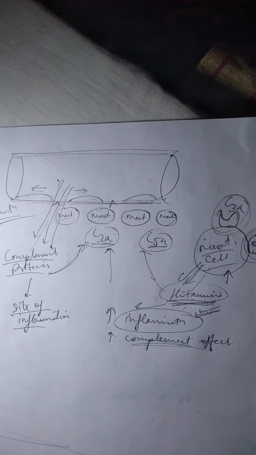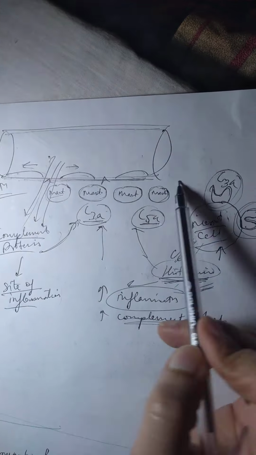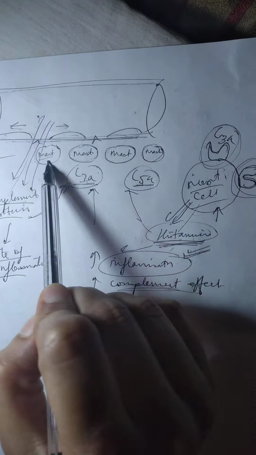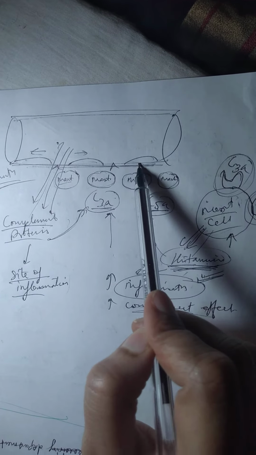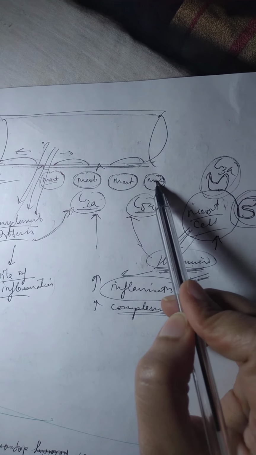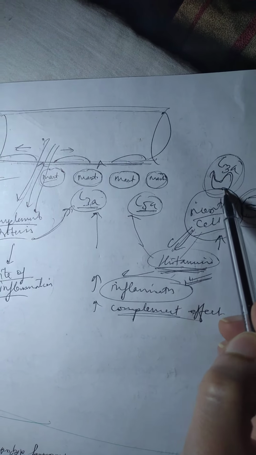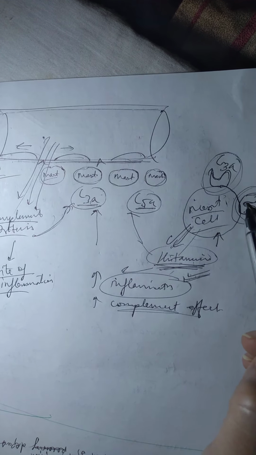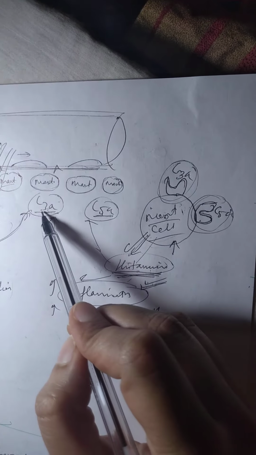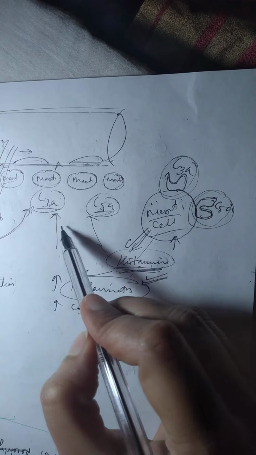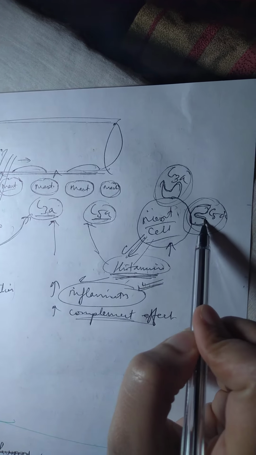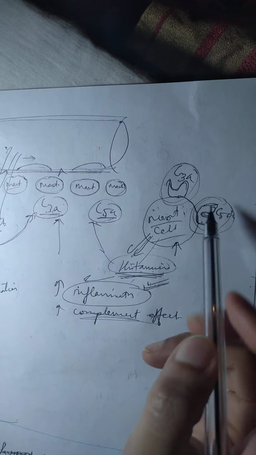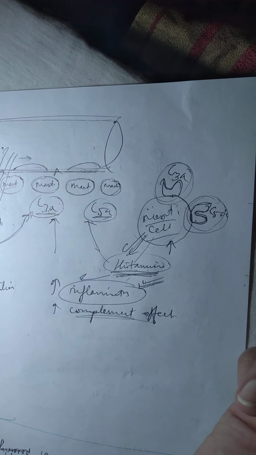For example, this is the endothelial lining, and these are the mast cells which are all over the body, lining parallel to the endothelial linings. So these mast cells have the C3a and C5a receptors. These C3a and C5a, which are the result of the complement system, will be binding to these receptors, and this whole complex will be activating the mast cells.